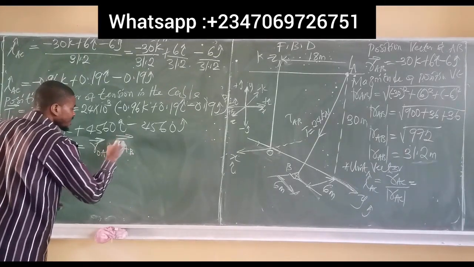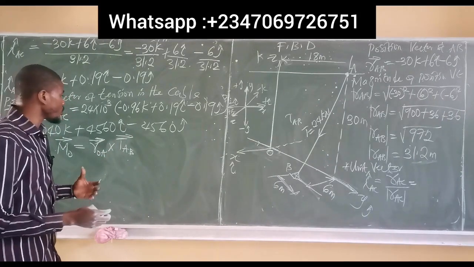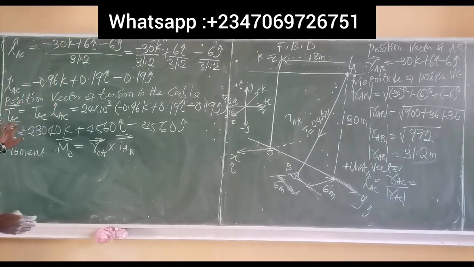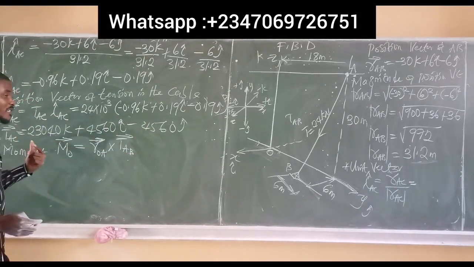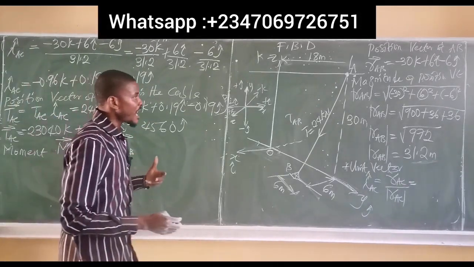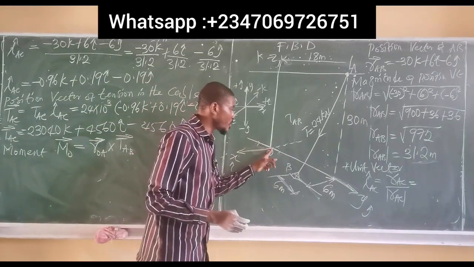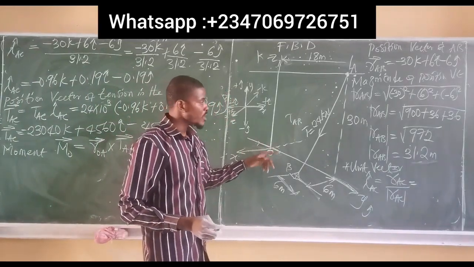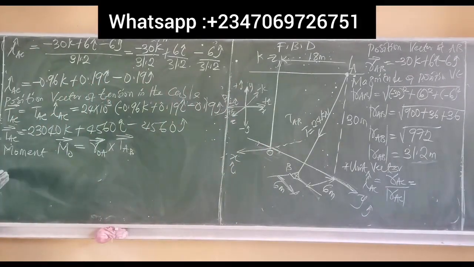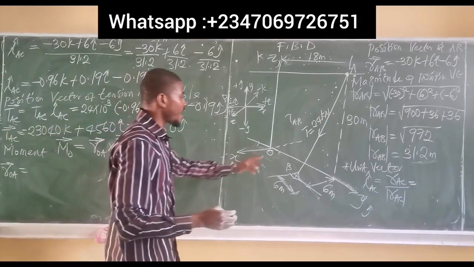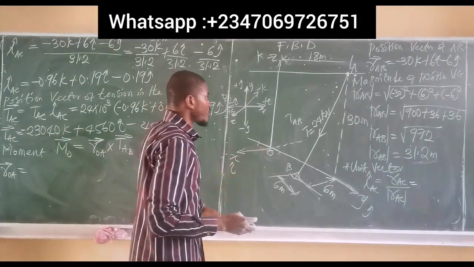So we simply multiply the position vector of the point with respect to the tension force, where the point of moment is point O. All we need to do now is find ROA. What is the position vector between point O and point A, which means the position vector between the cable and the point of moment? It's a very simple concept.